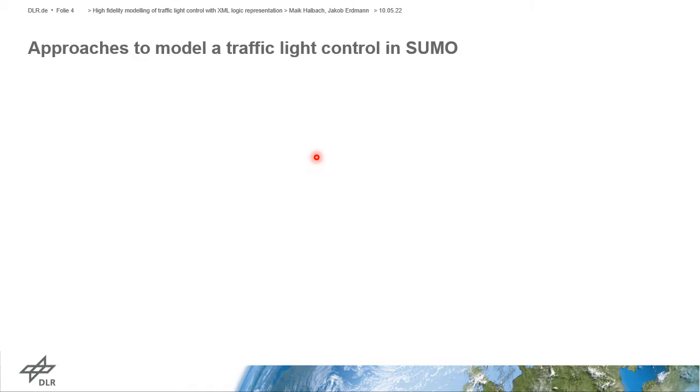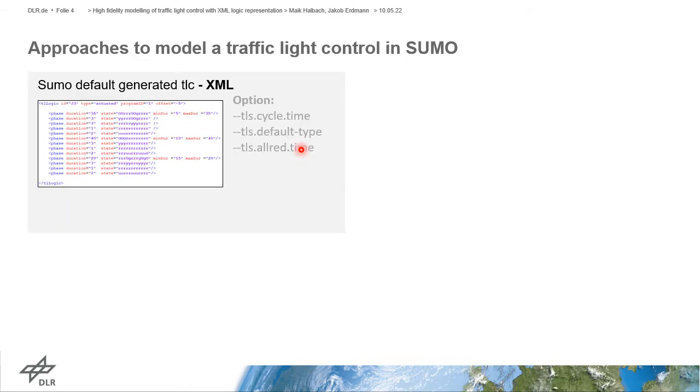In the past, there were only two ways to model a traffic light control in SUMO. The first way is to use the default generated algorithms from SUMO. So this could be fixed cycle time, fixed controls, as well as adaptive traffic light controls. It is a very easy way to model a traffic light, but it will probably not have the same control logic as in reality.